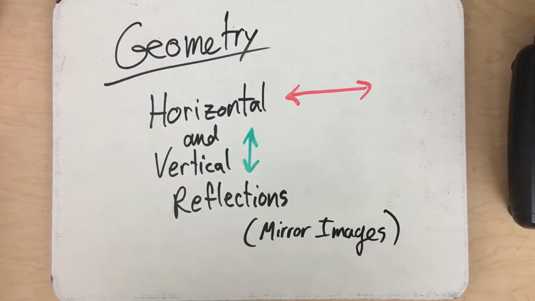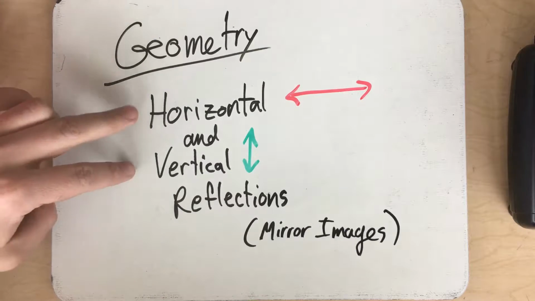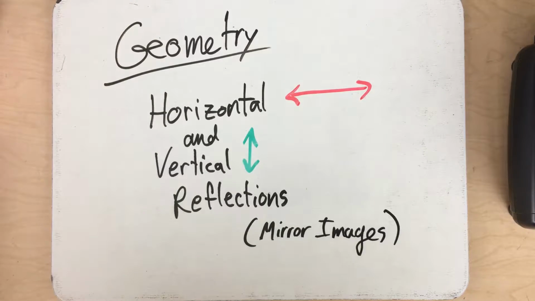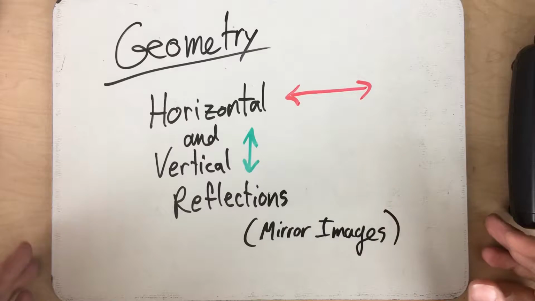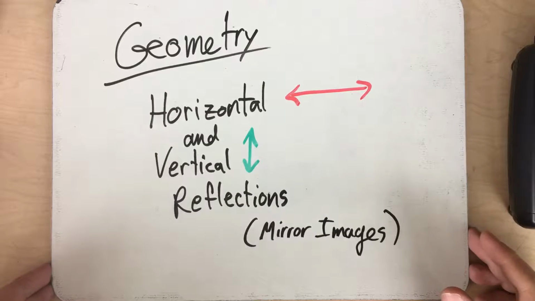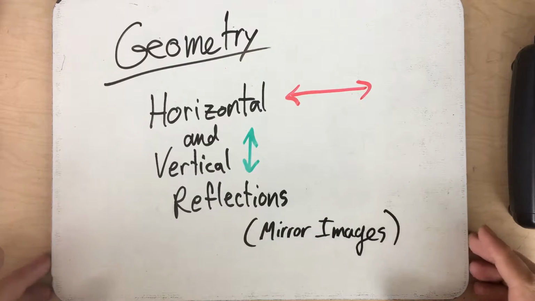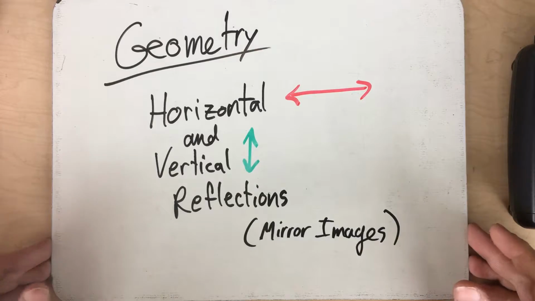All right, hi class. In this video today, we're going to be looking at specifically how we can take shapes on the coordinate plane and perform horizontal and vertical reflections. So we're going to be creating some mirror images of the shapes we're looking at. And I'm just going to show you by example. We're going to do 4 different examples and take a look at how this whole process works.